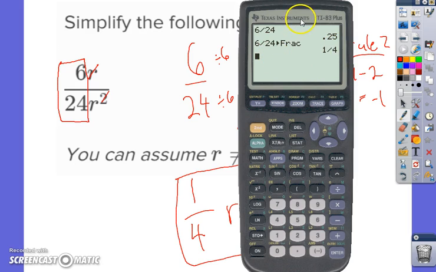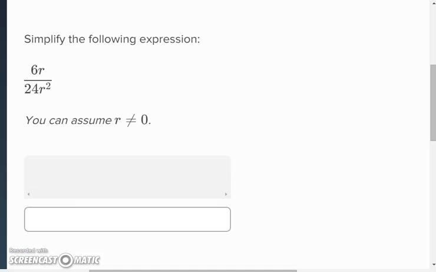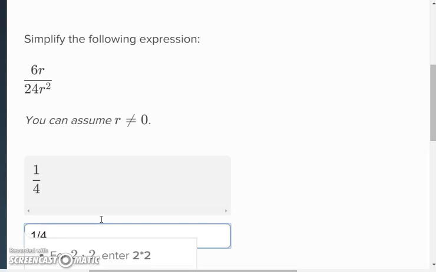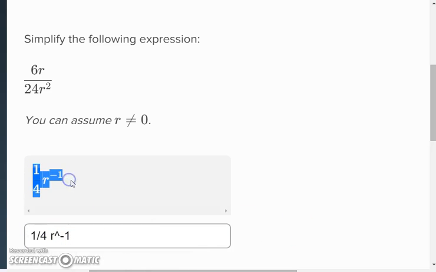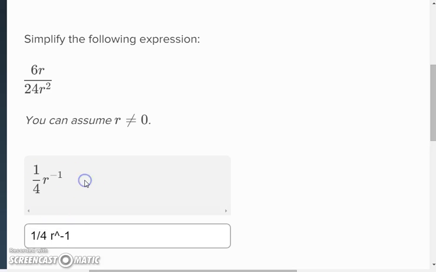All right, so my final answer is 1/4 r to the negative 1 power, and the last thing you need is how to type that in. 1/4 space r caret negative 1. So again, that was 1/4 r caret negative 1. If you did it right, the expression is going to show up here, and you can check if it was what you wanted. And what we wanted was 1/4 r to the negative 1. So yes, we did that right.